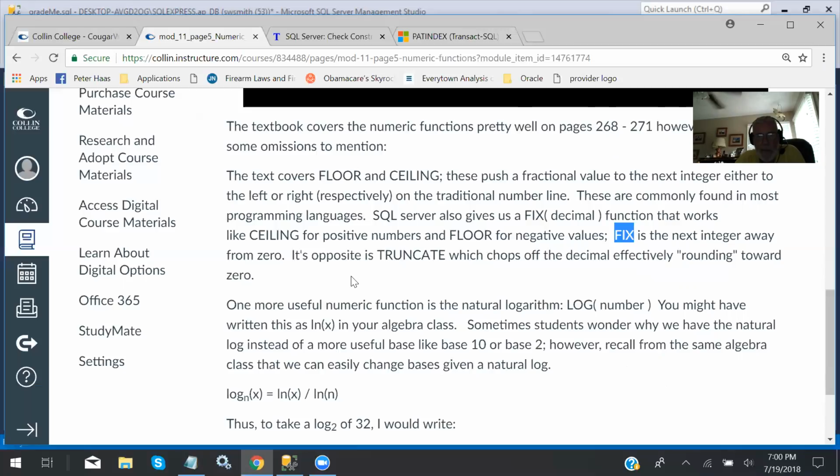Questions? Log, natural log. So if I say log of some number, what am I talking about? What is a logarithm?